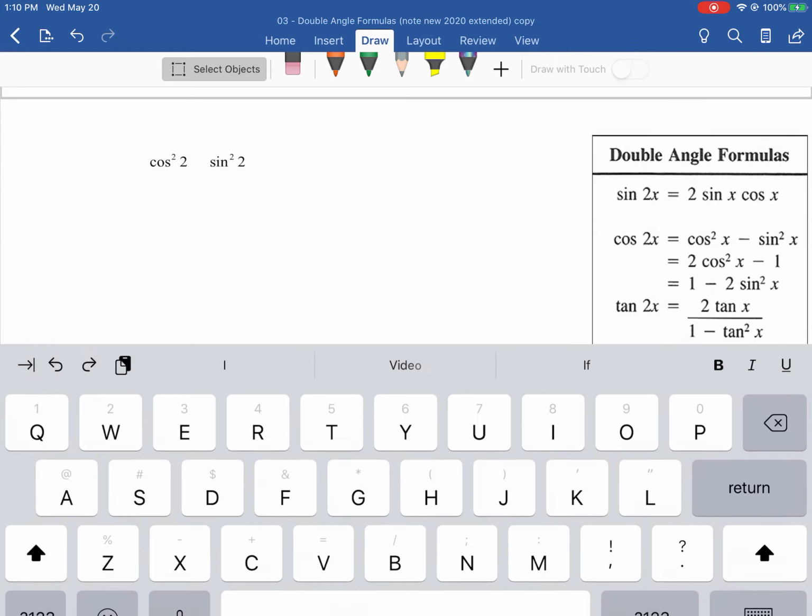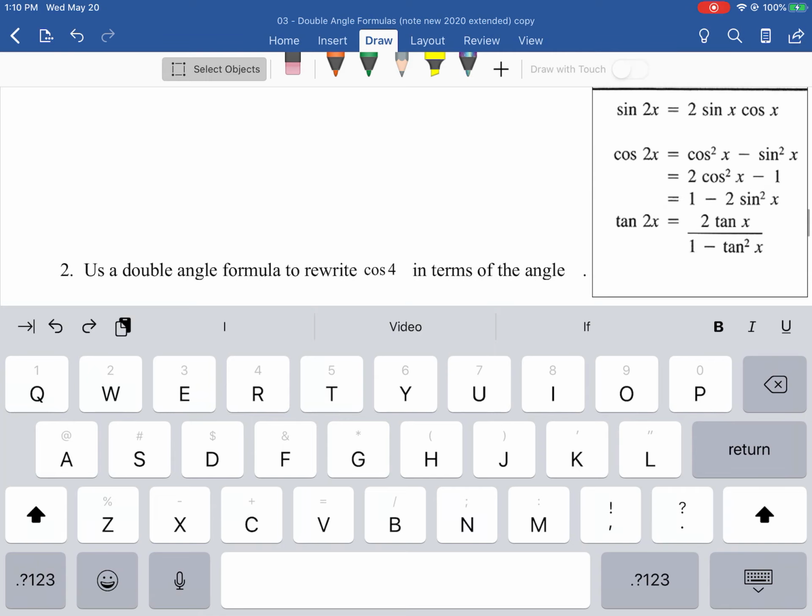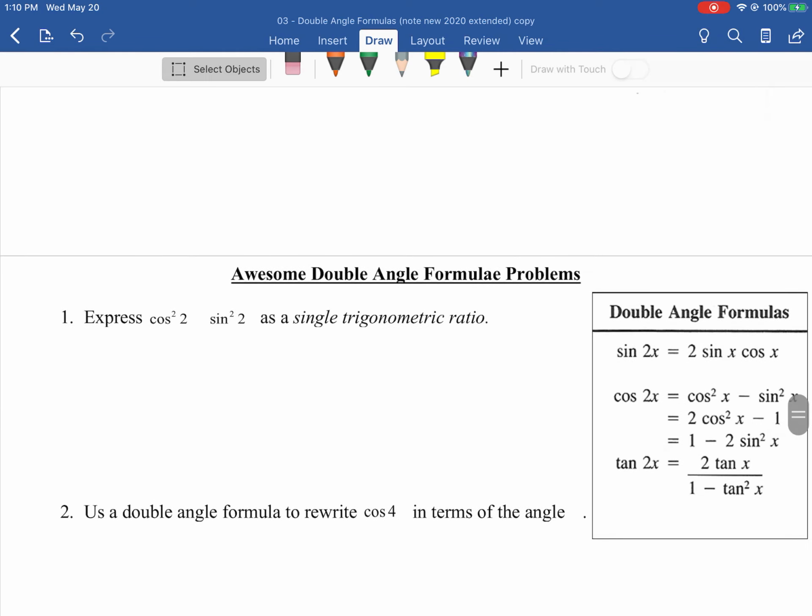Okay. First example I want to talk about. Let me make that a little smaller right there. There we go. And in your note, I hope it says, express cos squared 2 theta minus sine squared 2 theta as a single trigonometric ratio. We got some flavor of this in the last section, about what they're talking about there.